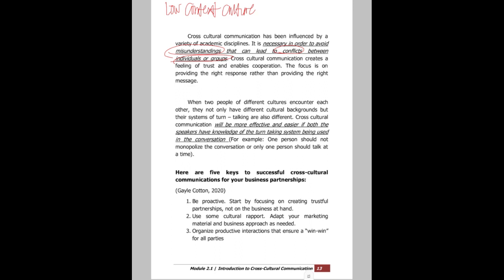Ibig sabihin, they prefer yung mga simpleng usapan lang, mga simpleng explanation lang, rather than sa high context na medyo complicated, na medyo complex yung pinag-uusapan because most of them ay nakatuon sa business style. Kumbaga, ang kanilang focus is business. So, aside from that, they also have a difference.